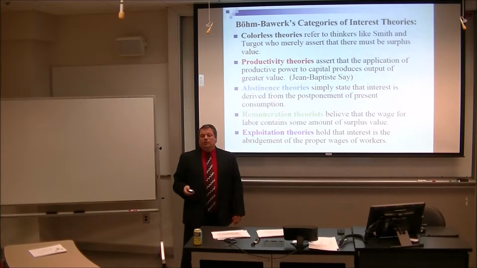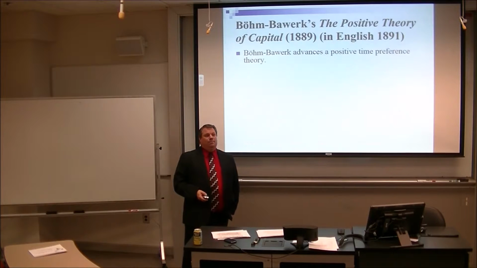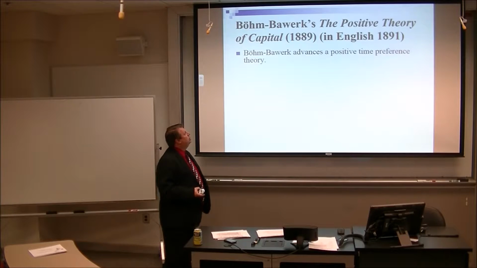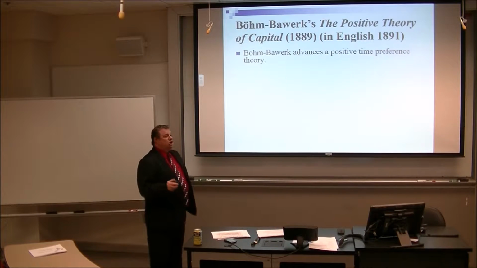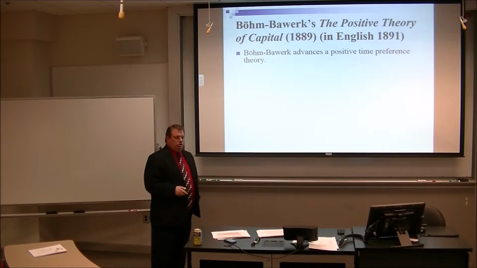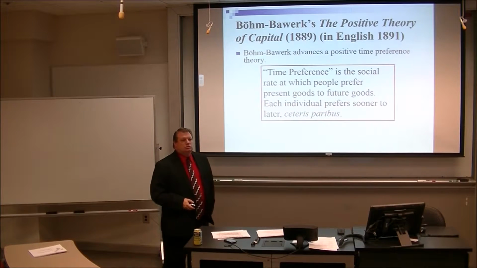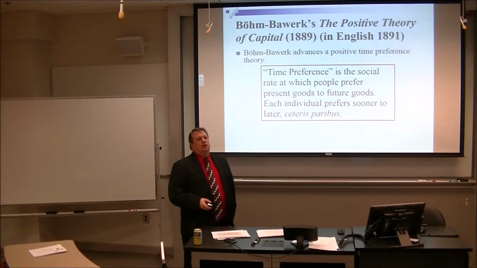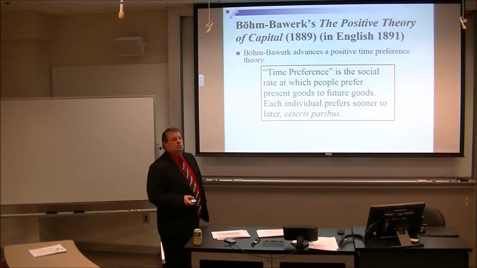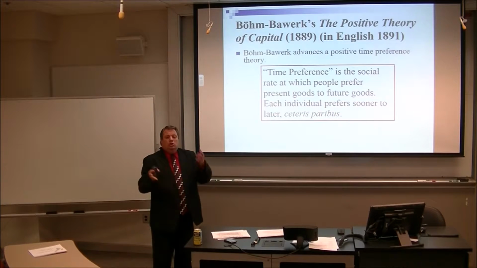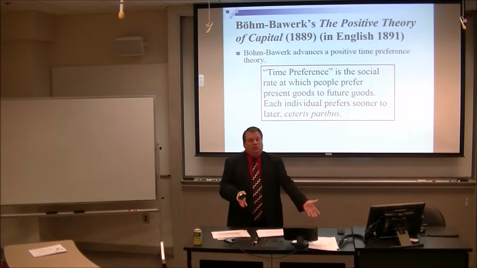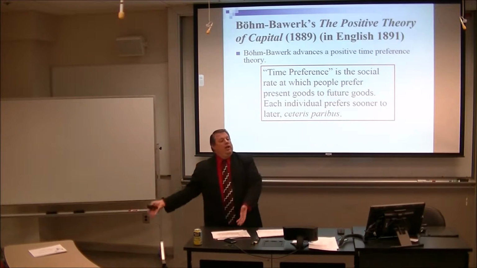Now, he doesn't tell us what he believes in the first volume. It's not until the second volume, which comes out in 1889, that he says the reason why there's interest is because of this thing called time preference. So what's time preference? It's the social rate at which people prefer present goods to future goods. Each individual simply prefers sooner to later, right? I put $100 in front of you, and I say, do you want the $100 now, or do you want to wait for a year?